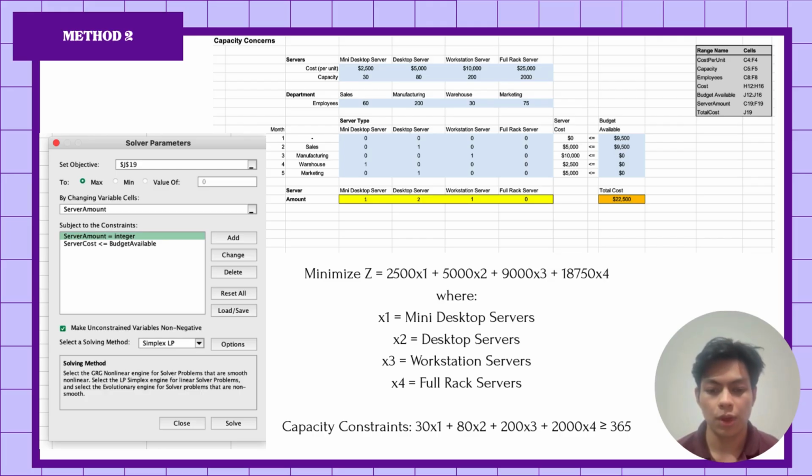In method 2, we optimize server purchases over all 5 months instead of deciding monthly. Using Excel Solver, we minimize total costs while ensuring at least 365 users are supported by the end. Each server type had unknown capacity and discounted costs if bought early. The model recommended buying 2 workstation servers in month 1, covering 400 users for just 18,000 US dollars. This method proved more cost effective than method 1 as it allowed for upfront investments, leveraged discounts, and avoided excess purchases by planning across the entire period.